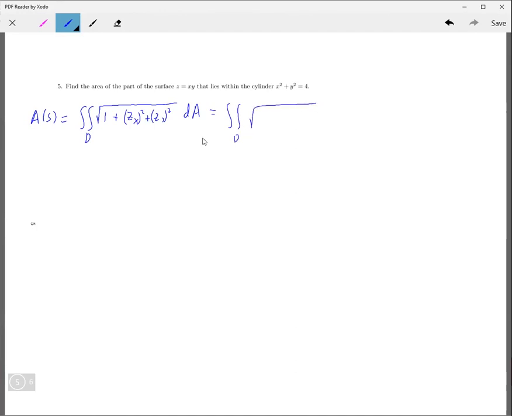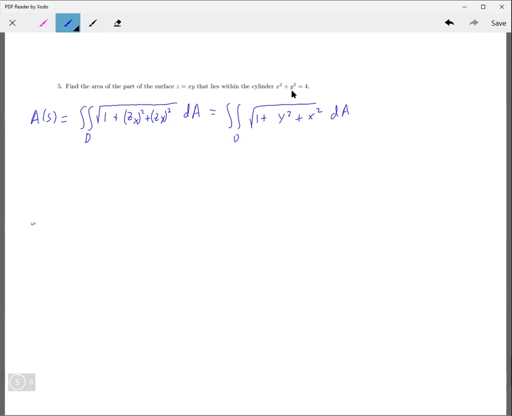Okay, so what is the partial with respect to x? Just y. Yeah, that's y. So you got y squared here. Don't forget to square it. And then the partial with respect to y is just x. So you got x squared. And you have dA.